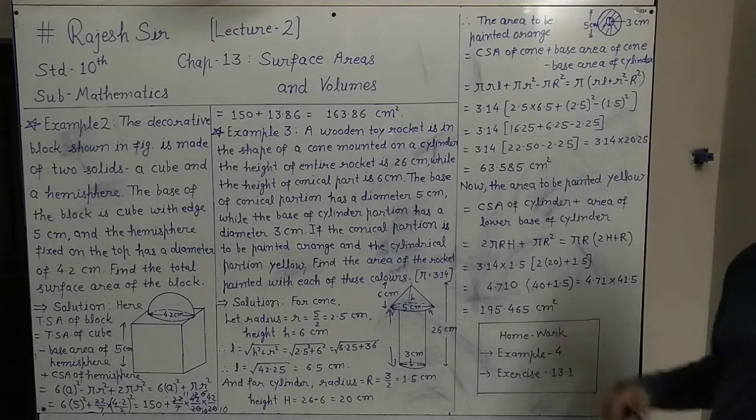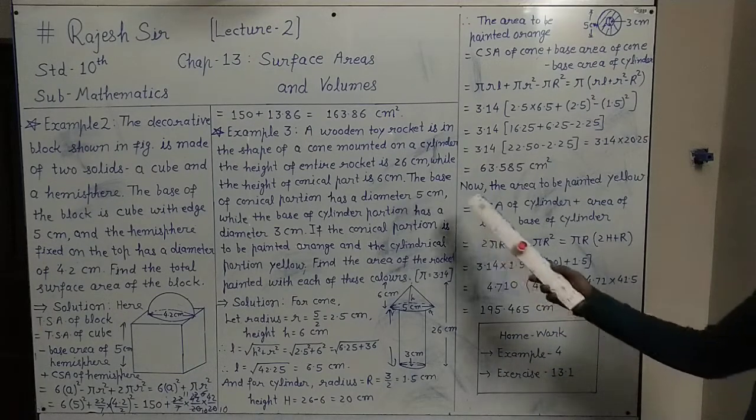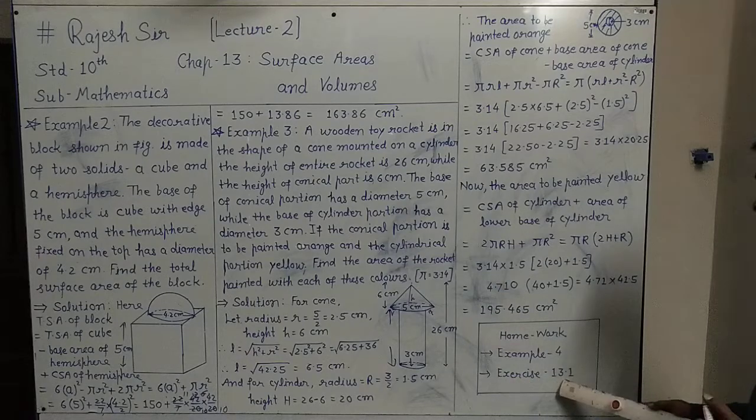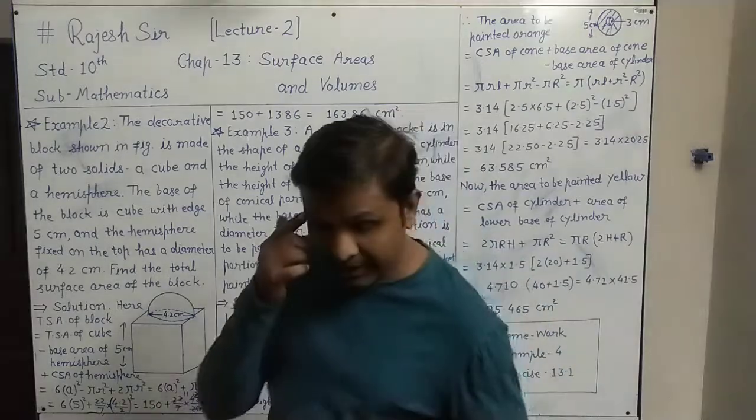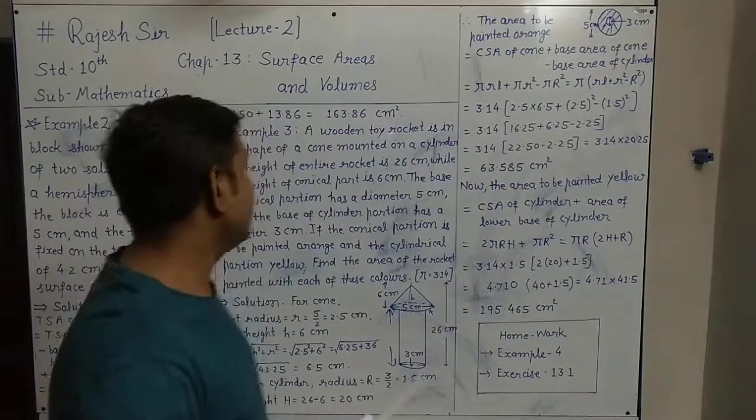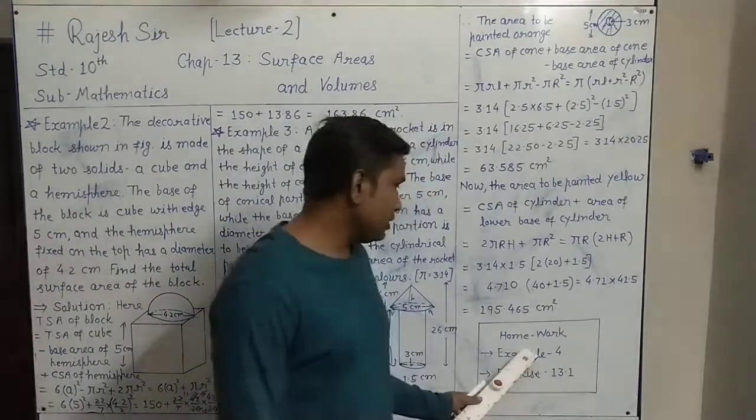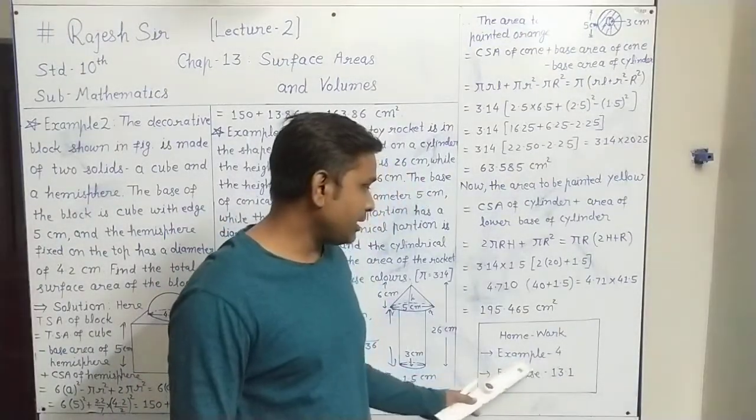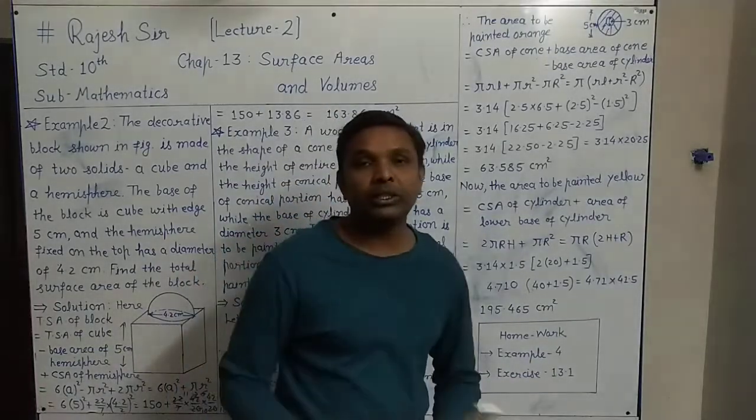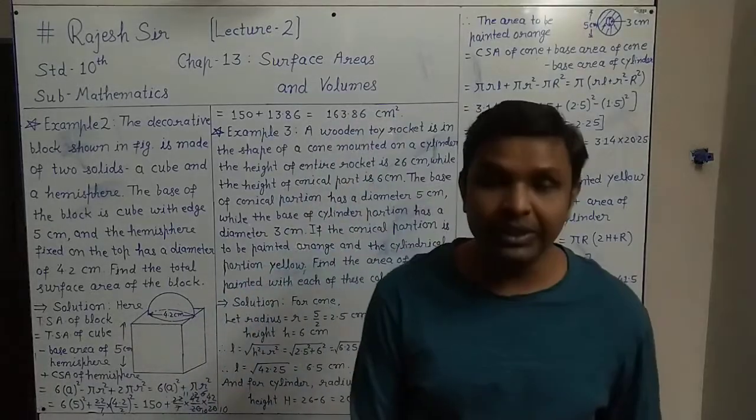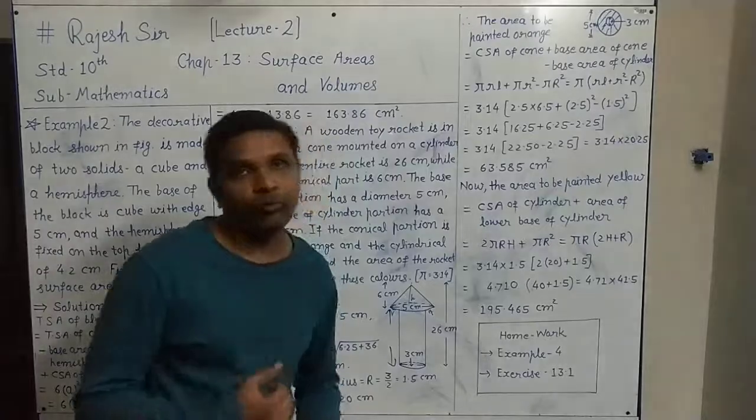Now next we have example 4, after this example 3, and exercise 13.1, in which you will find the same type of questions which we have solved in the last lecture, example 1, and in this lecture, example 2 and 3. So you are suggested to do example 4 first in your homework, and then exercise 13.1. All these questions related to a combination of two figures or solids we have to solve in your homework. Thank you.